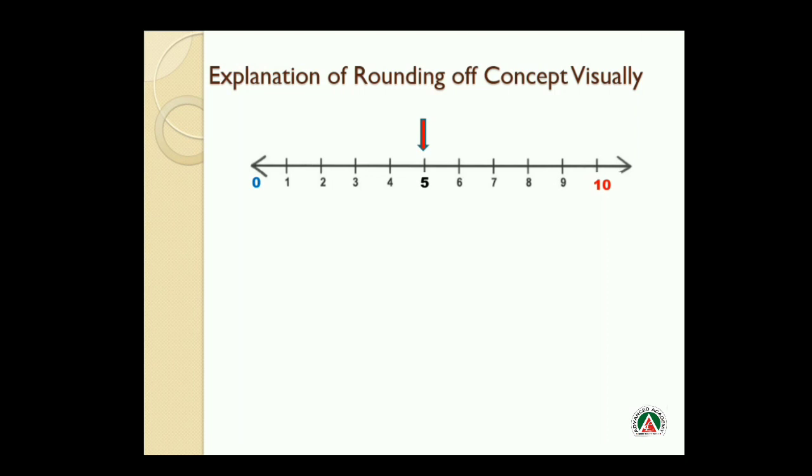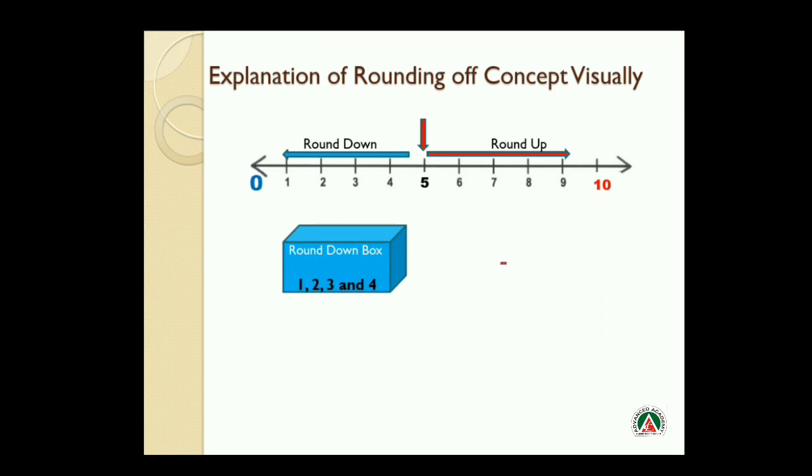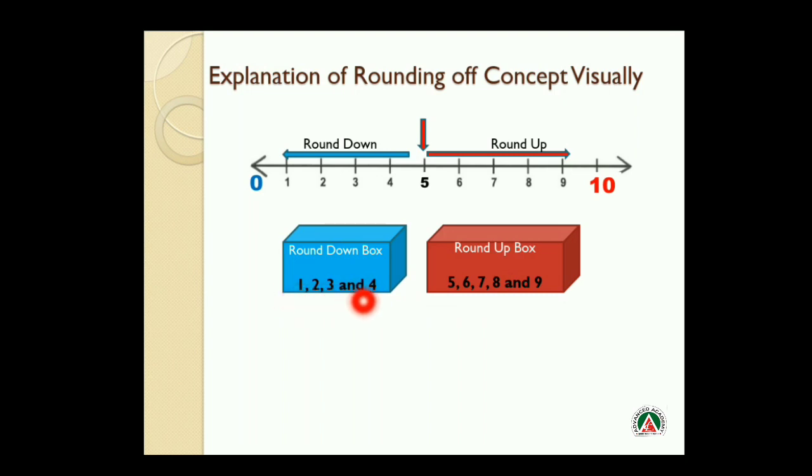Very good. So we have two limits, round down limits and round up limits. Round down numbers and round up numbers. Okay, we will keep these two in two boxes, round down box and round up box. In the round down box, the numbers are 1, 2, 3, 4. If any number comes in this round down limit, it will round down to the nearest place value.